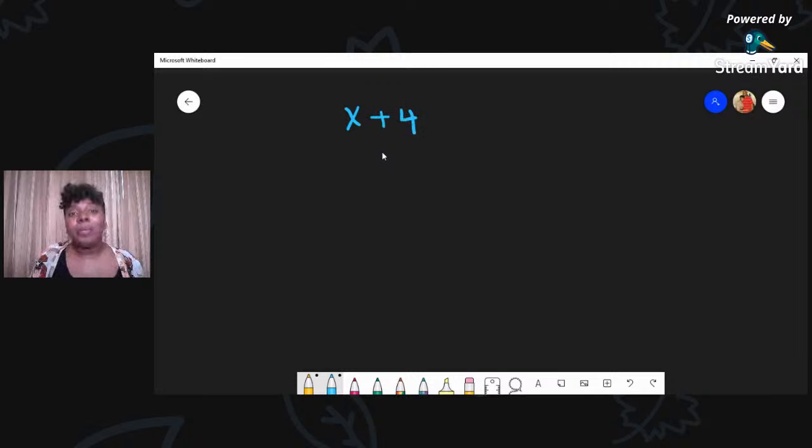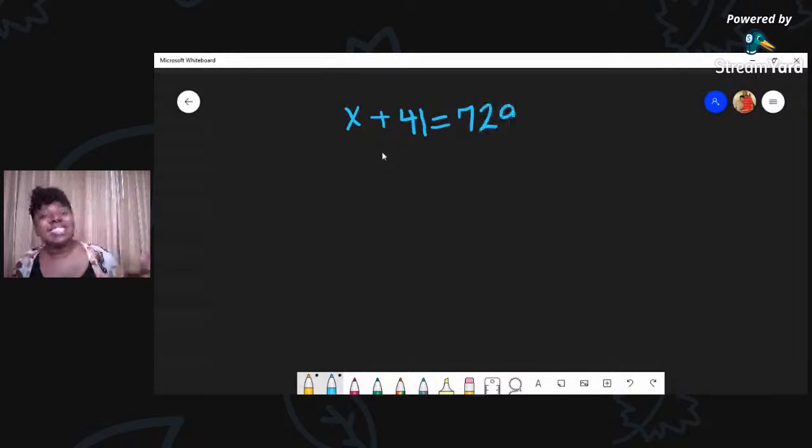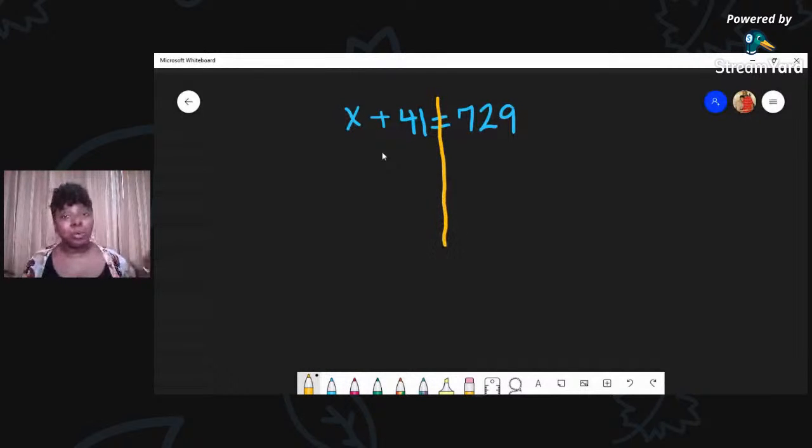So if I have a 1-step equation, like x plus 4 equals 7, you can look at this and know that x equals 3, right? But if this was x plus 41 equals 729, it's not so easy to see that. So this is what we do. We separate both sides of the equation like you saw me do earlier. We've got to keep this thing balanced.